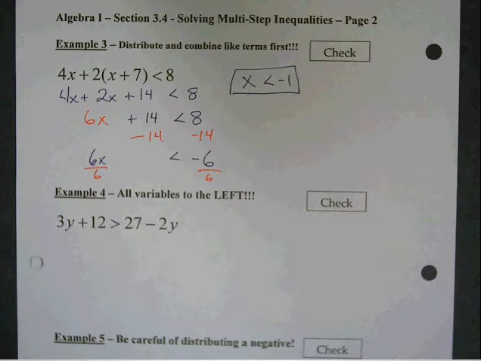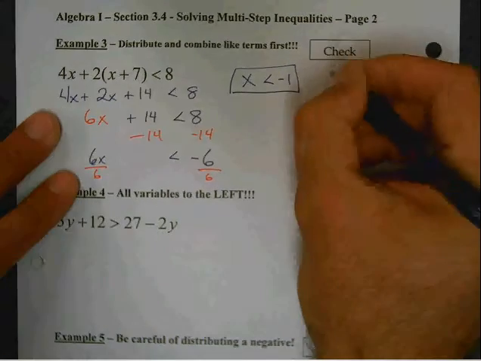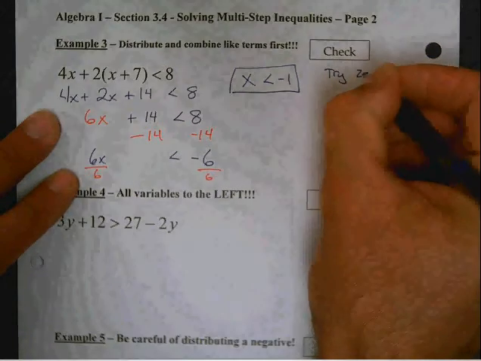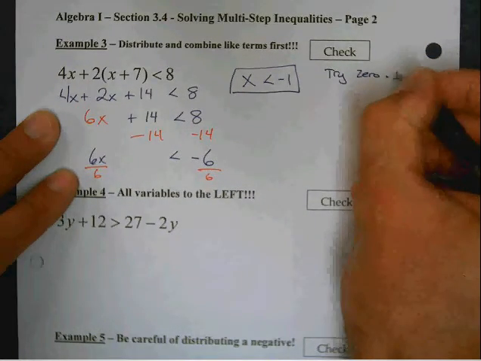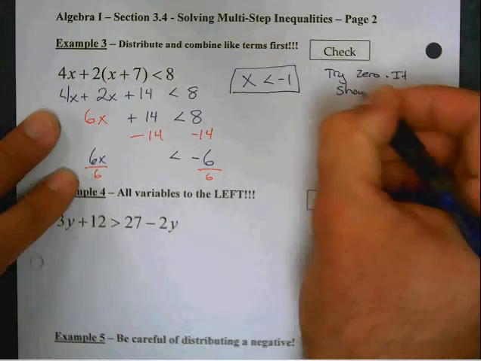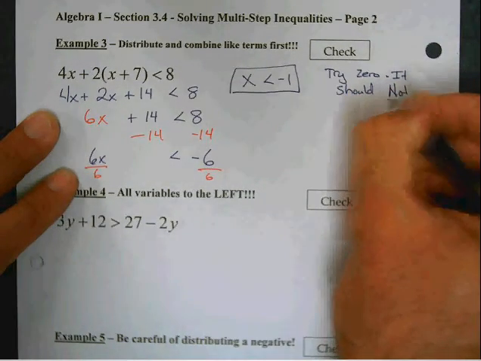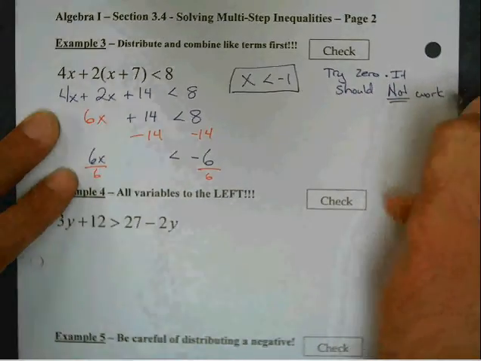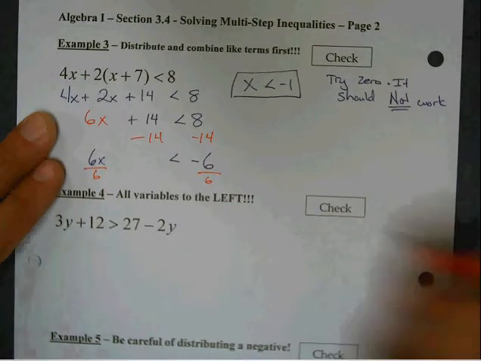Here's negative 1. The answers are the things that are less than negative 1. So what doesn't work? 0 doesn't work. Do you agree? Is 0 less than negative 1? So let's try 0. It should not work. That's our hypothesis. 0 shouldn't work. Let's see.